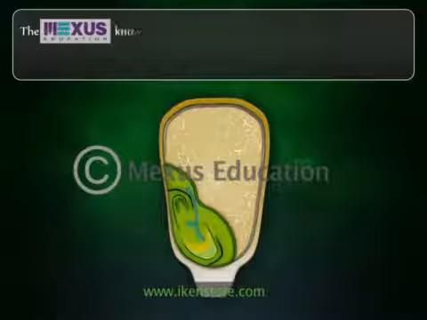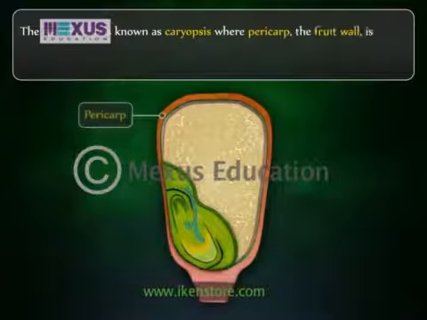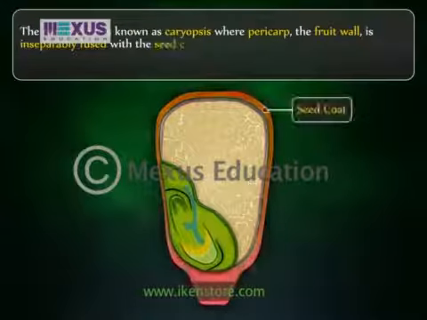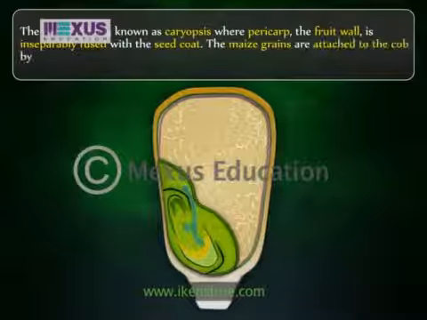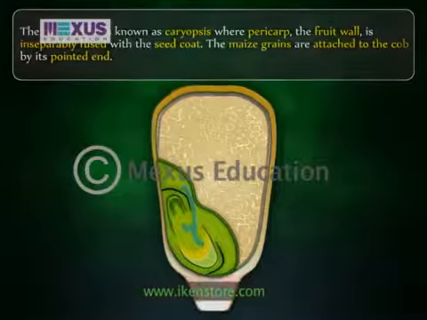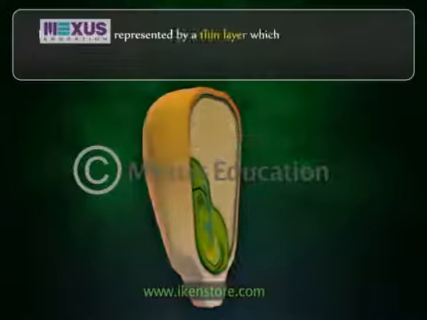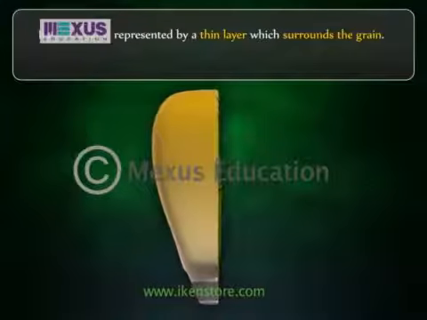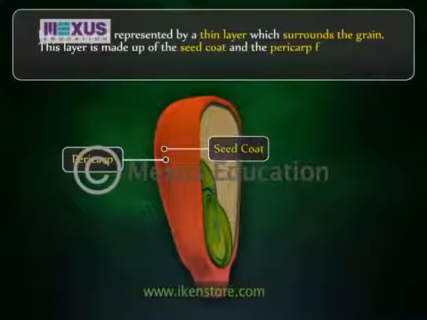The maize grain is known as caryopsis, where pericarp, the fruit wall, is inseparably fused with the seed coat. The maize grains are attached to the cob by its pointed end. The seed coat is represented by a thin layer which surrounds the grain. This layer is made up of the seed coat and the pericarp fused together.